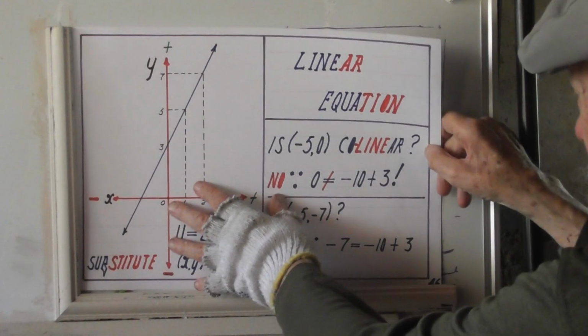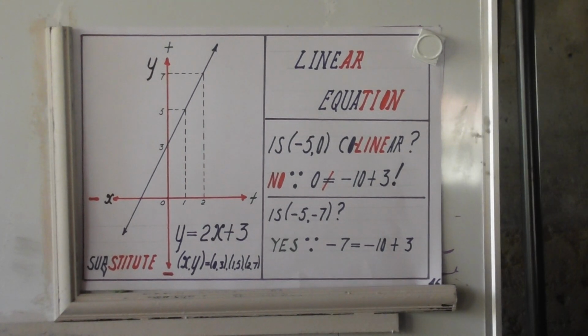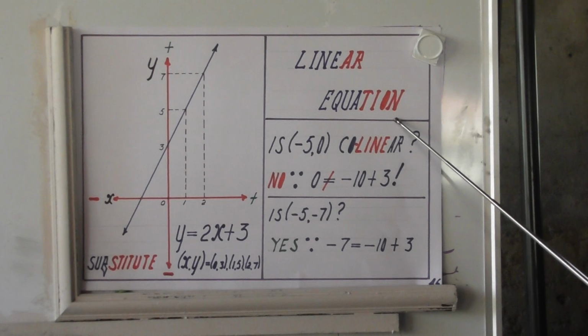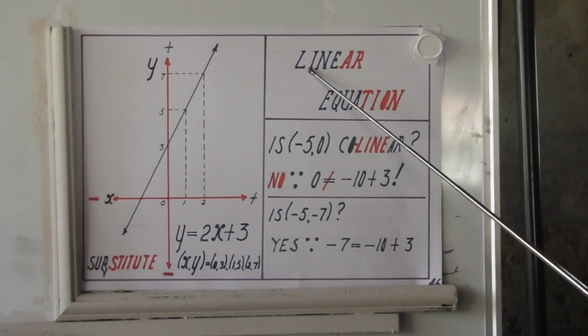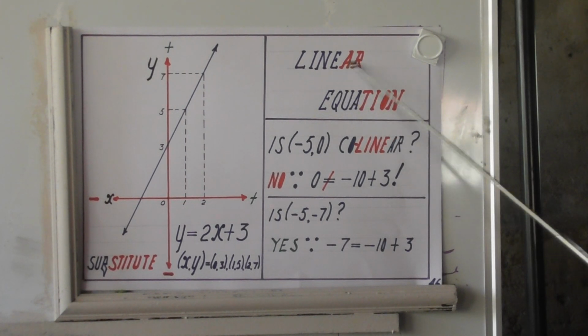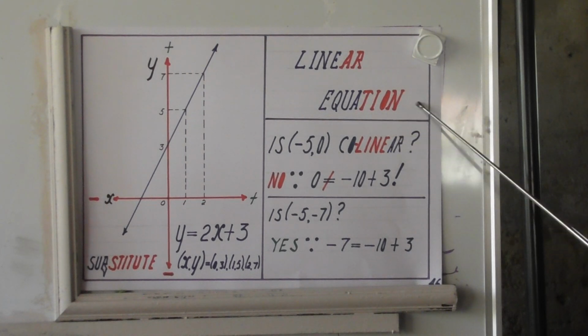This is almost my favorite. Linear equation. That means the drawing is going to be a line. And when we have linear equation, we have to do with an x and a y. So as soon as you see this, you think linear equation.